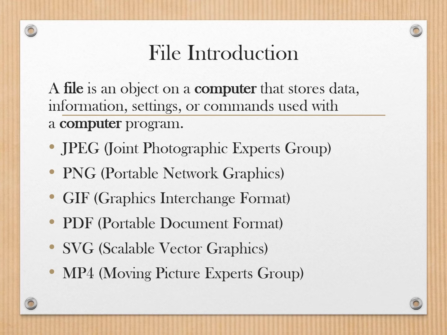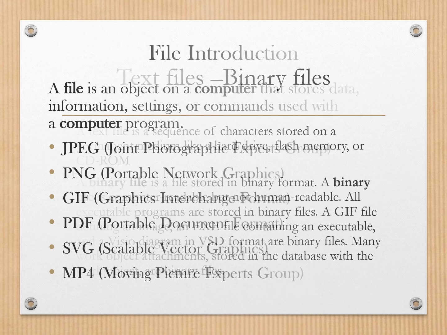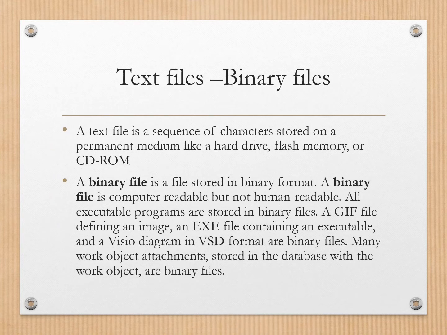In file handling, we are going to discuss text files and binary files. What is a text file? A text file stores data in the form of characters. It is a sequence of characters which is stored on a permanent medium like hard disk, flash memory, or CD-ROM. It is in human readable form, whereas a binary file stores data in the form of binary. It is in computer readable form.